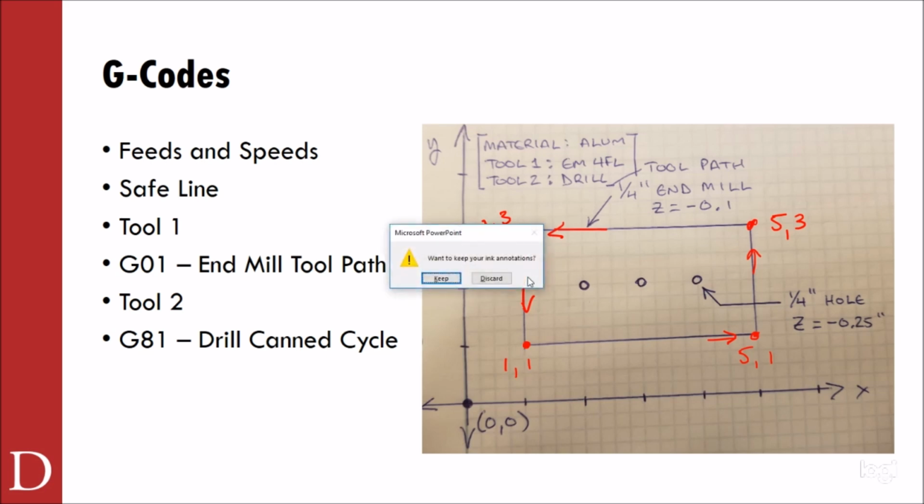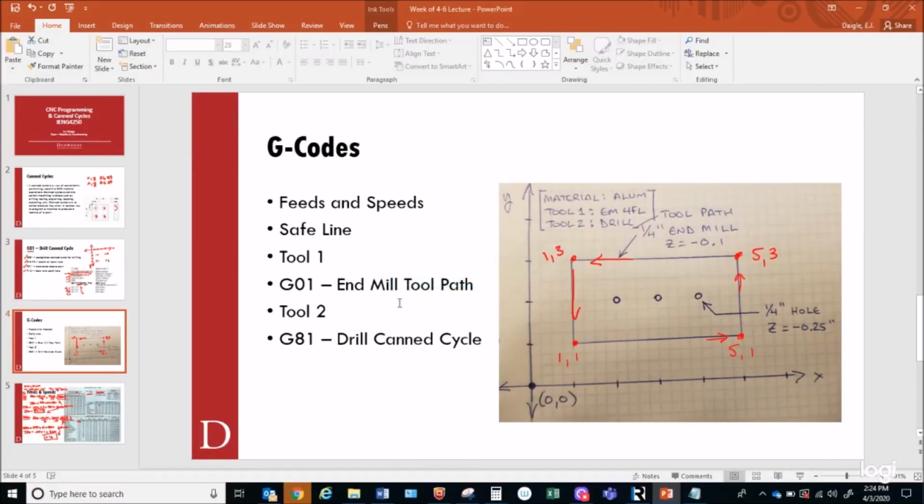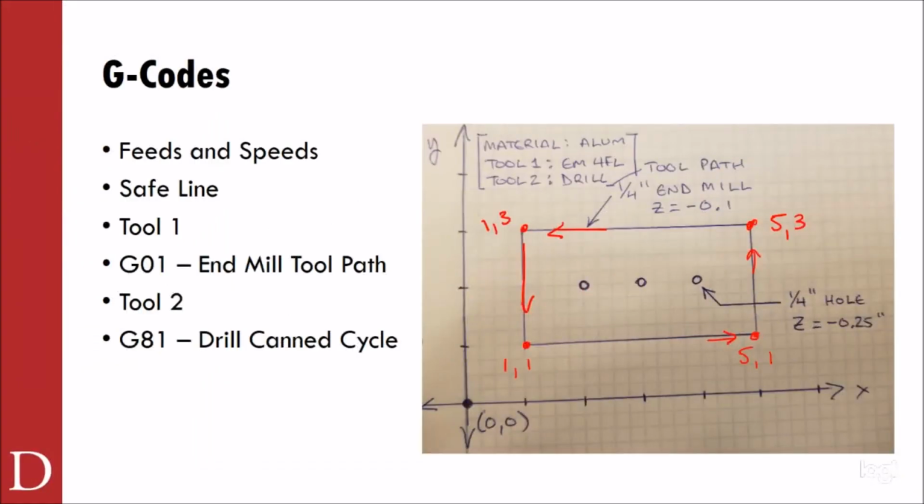So I'll get out of there, keep my annotations again, so I know what those numbers are. That's going to come in kind of handy. I should probably just go ahead and label those other numbers too. This whole location here is going to be at 2, 2. This whole location is going to be at 3, 2. And this whole location is going to be at 4, 2.